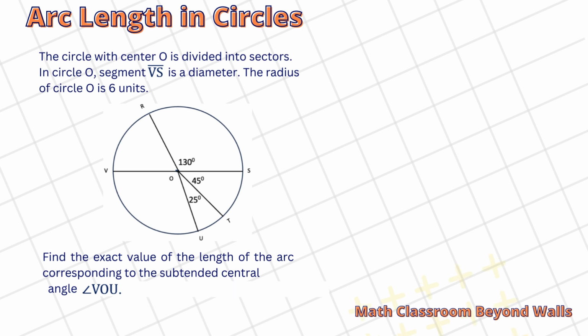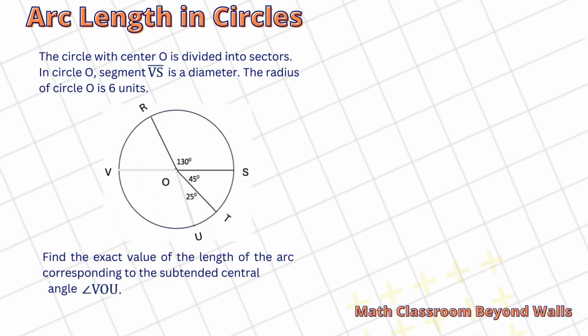Let's start by knowing what we're looking for. We are looking for the exact value of the length of the arc corresponding to the subtended central angle, angle VOU. Where is this in the drawing? Let us first look for the arc in the drawing. This arc subtends the central angle, angle VOU. Okay, so this is the arc, and its length is what we're looking for.